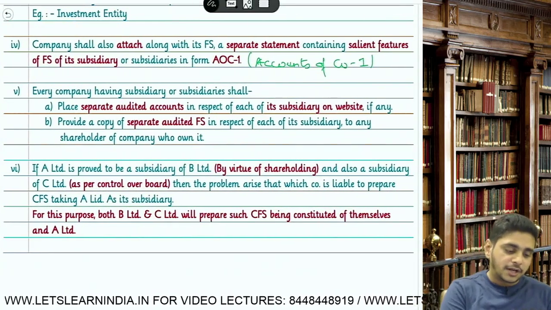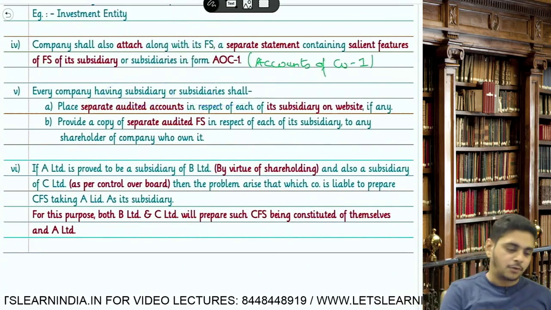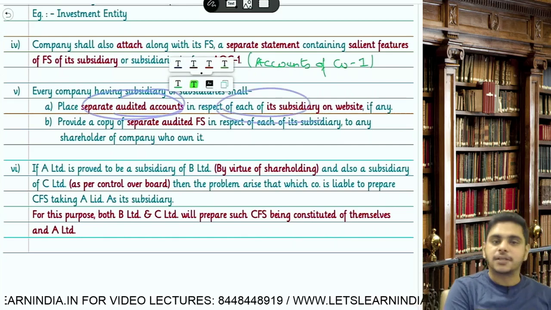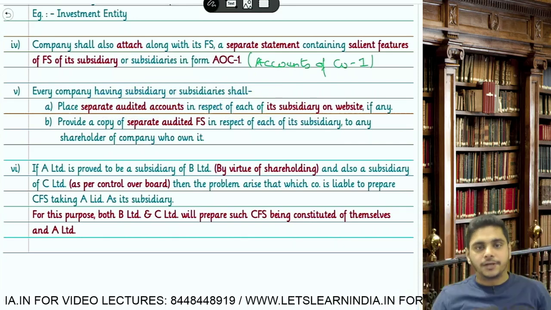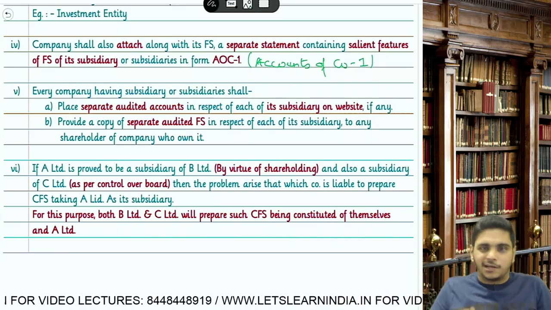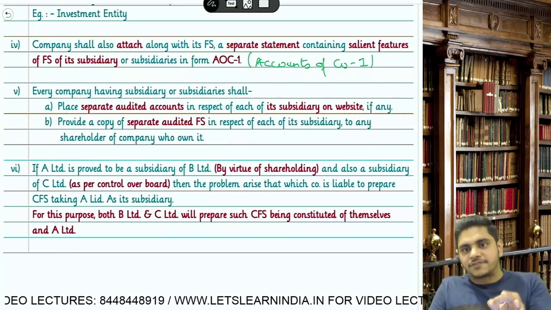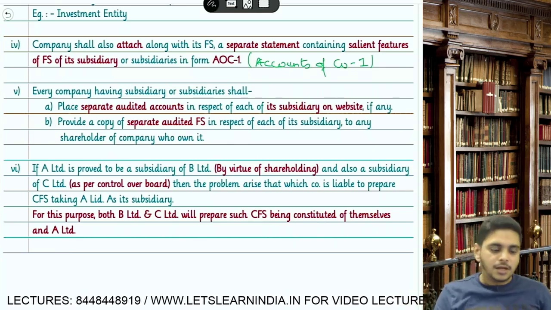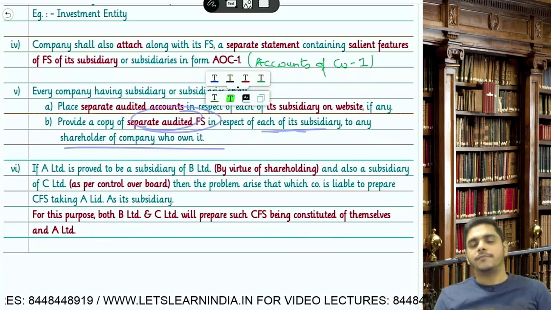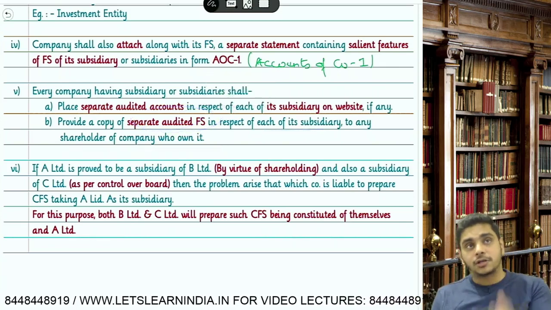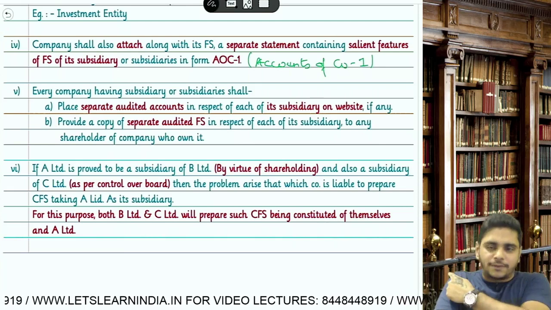Then every company having subsidiary or subsidiaries shall also place on its website the separate audited accounts of each of its subsidiary. Like on AB Limited's website, Baby's FS will be uploaded. Yes, it is mandatory because AB Limited's members have invested more than 50% in their company. And provide a separate audited FS copy in respect of each subsidiary to any shareholder of the company who asks for it. Like if the holding company's member is asking, I want to see Baby's FS, give them a copy. It should also be on the website, and you have to give a copy also.